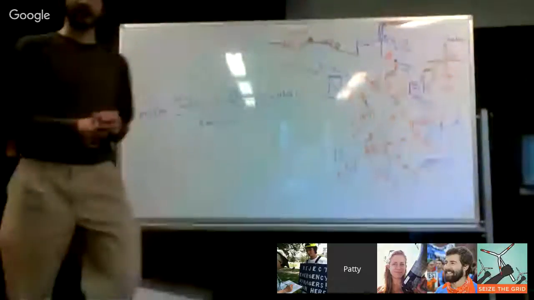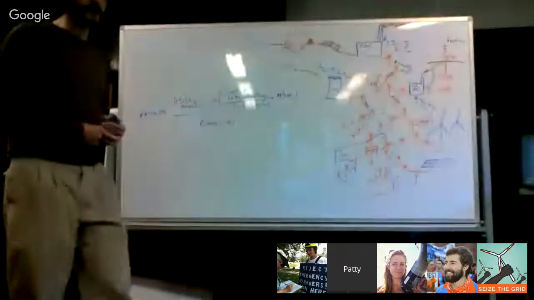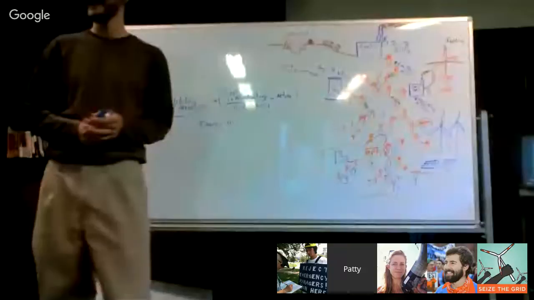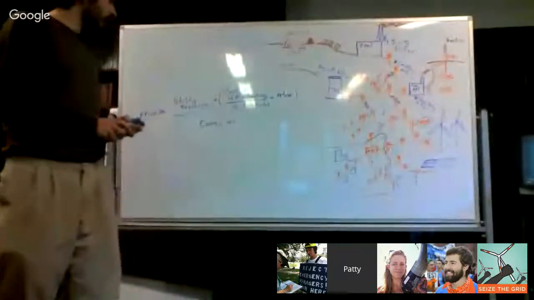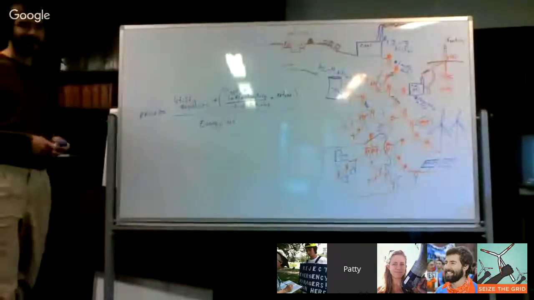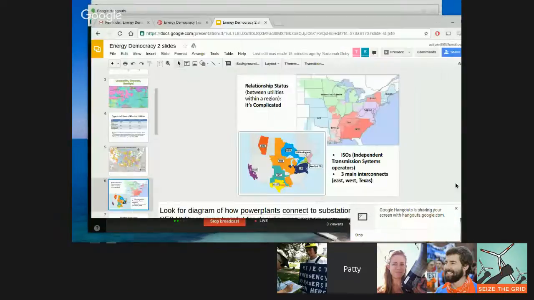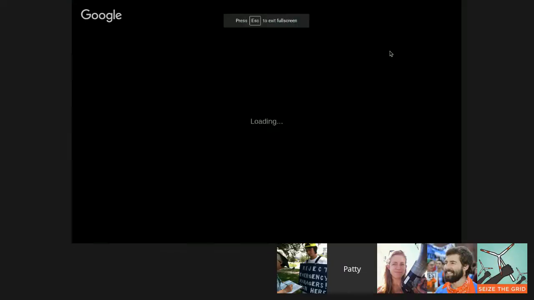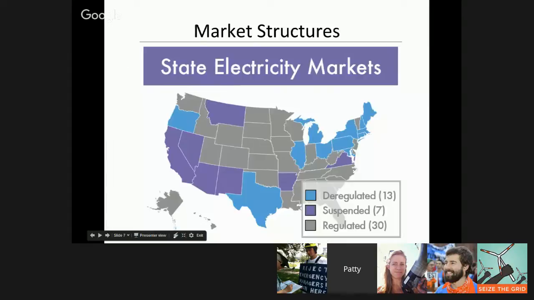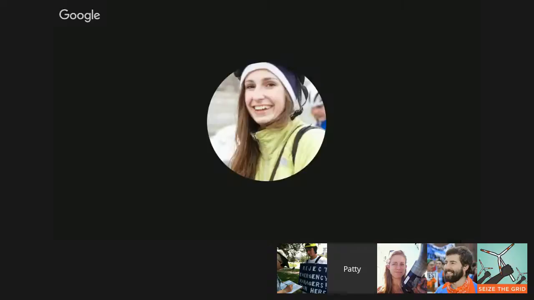I thought I had taken this one out, but if you can do this, price is about equal to all of the utility's expenses plus the cost of infrastructure divided by the lifespan of the infrastructure with a rate of return, all divided by everyone's energy use. Now, if that doesn't fully make sense, that's totally okay. We're going to talk about what this is and why it is.